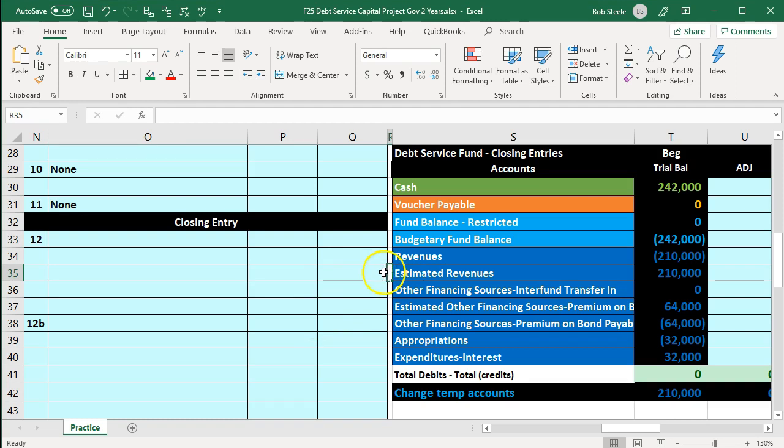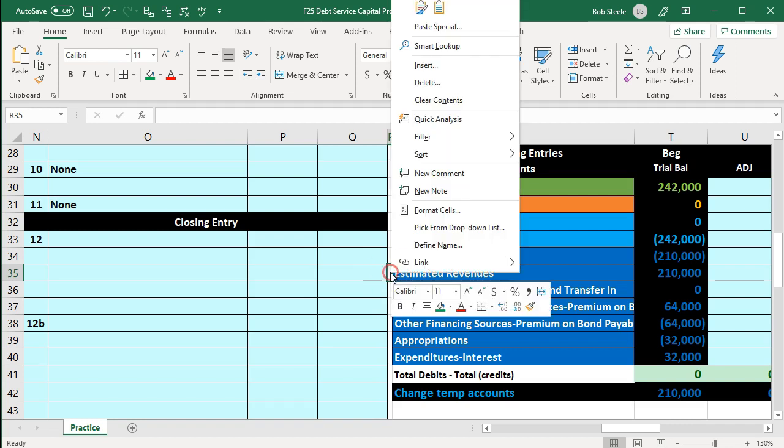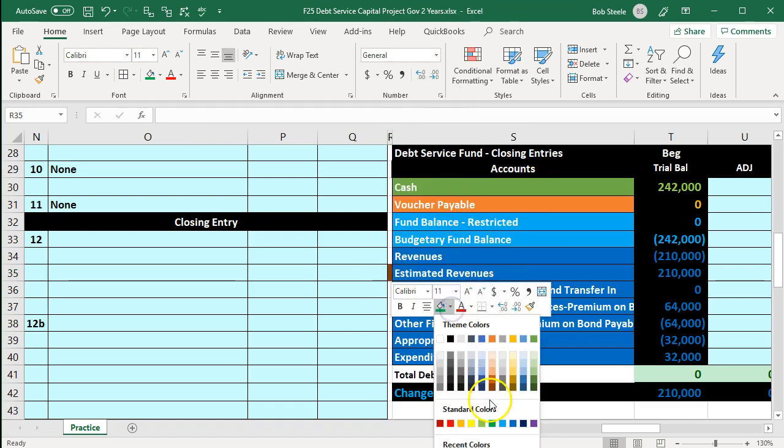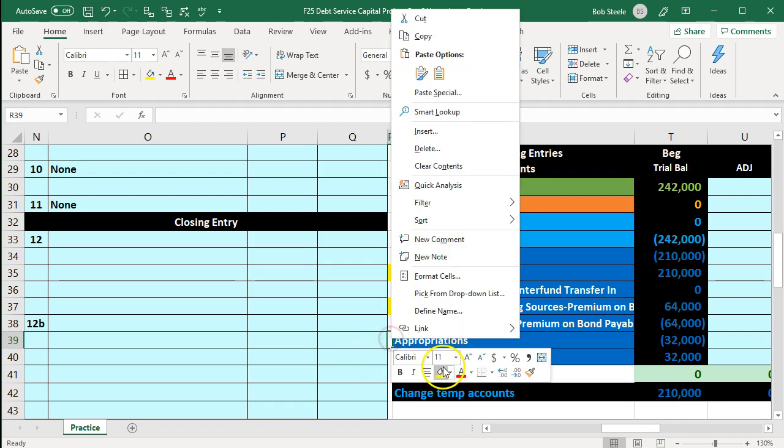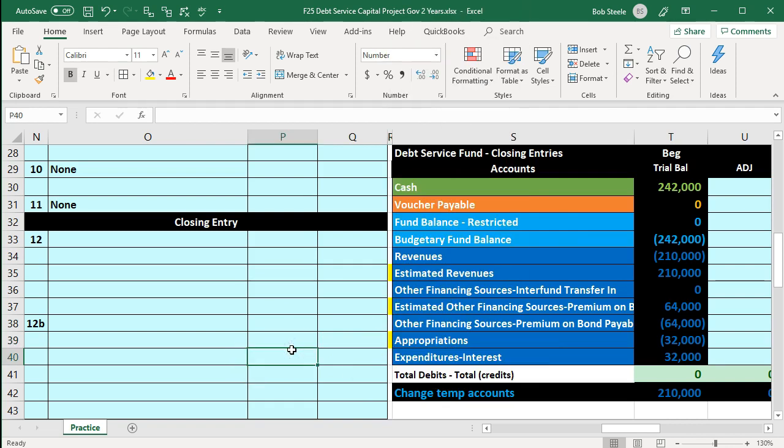So let's just name which ones those are. Anything that says estimate is a budgetary account. So this is an estimated revenue. That's a budgetary account. And then this one says estimated other financing sources. That's a budgetary account. And then this one says appropriations. That's a little funny one. It doesn't have an estimate in it. It doesn't have expenditures in it. But that too is a budgetary account.